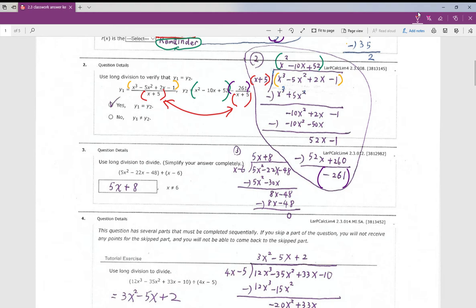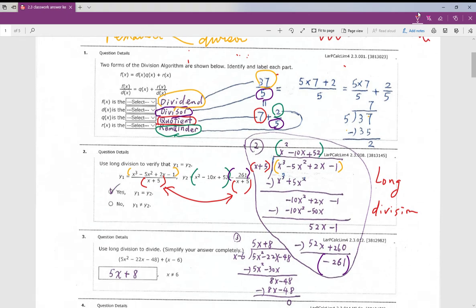Now, how to do the long division? You don't divide the whole thing at once, not like 37 divided by 5 where you consider 37 as a whole. But for polynomial division, every time you take care of one term. So you divide term by term.